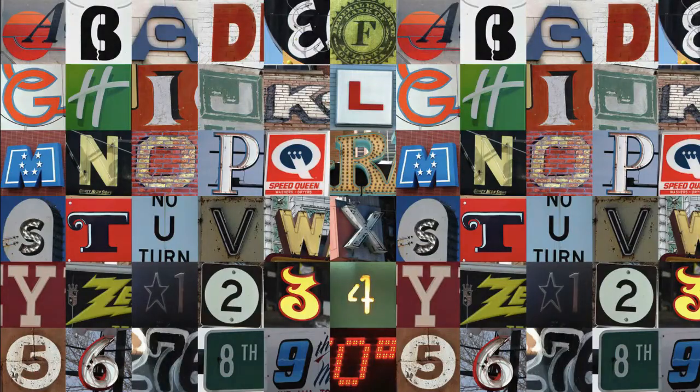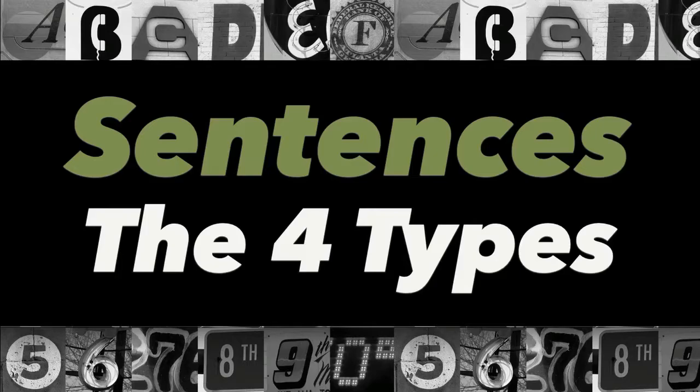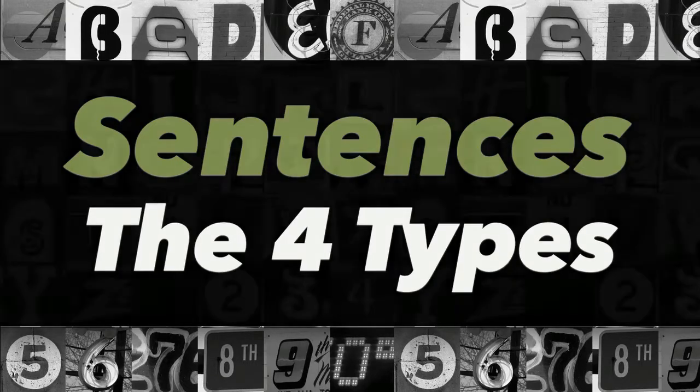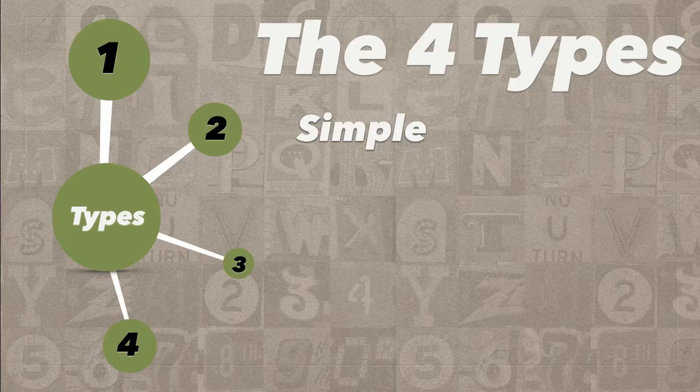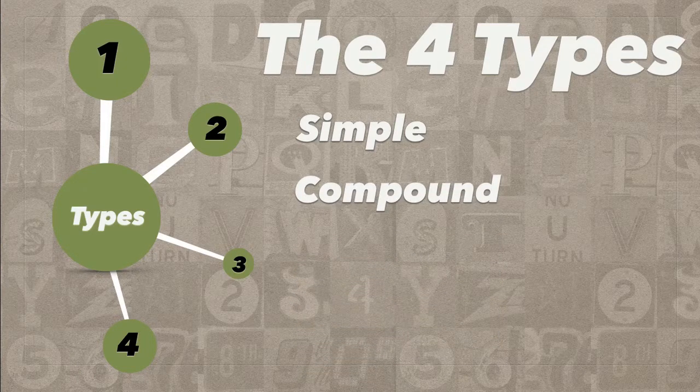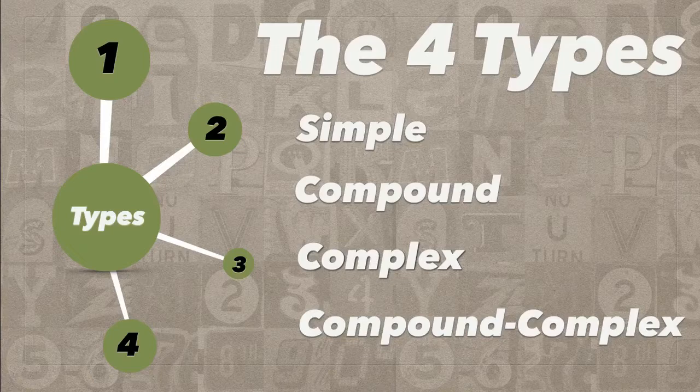So, let's talk about sentence types. The four types that we'll talk about now are simple sentences, compound sentences, complex sentences, and compound complex sentences. Each one gets progressively a little bit more complicated. But don't worry, they're not too difficult.